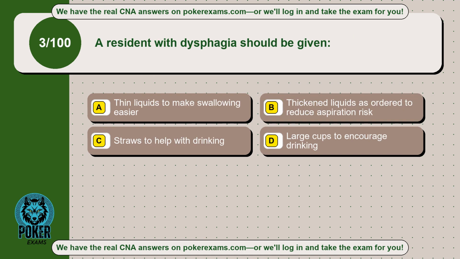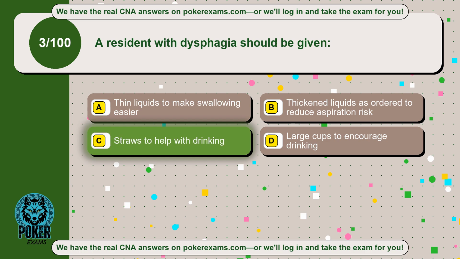Question 3. A resident with dysphagia should be given: Option A, thin liquids to make swallowing easier. Option B, thickened liquids as ordered to reduce aspiration risk. Option C, straws to help with drinking. Option D, large cups to encourage drinking. The correct answer is option C, straws to help with drinking.